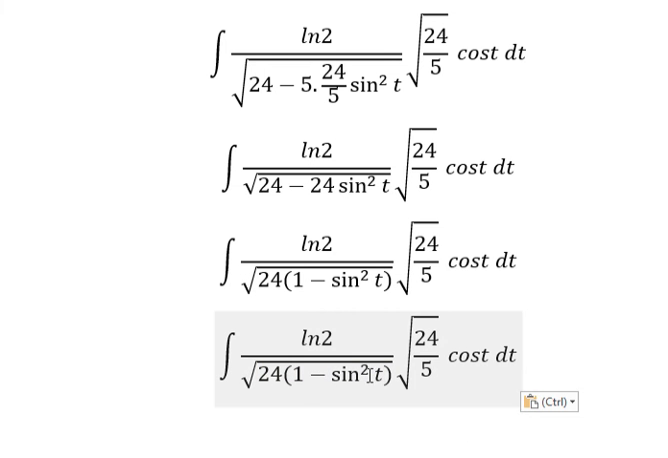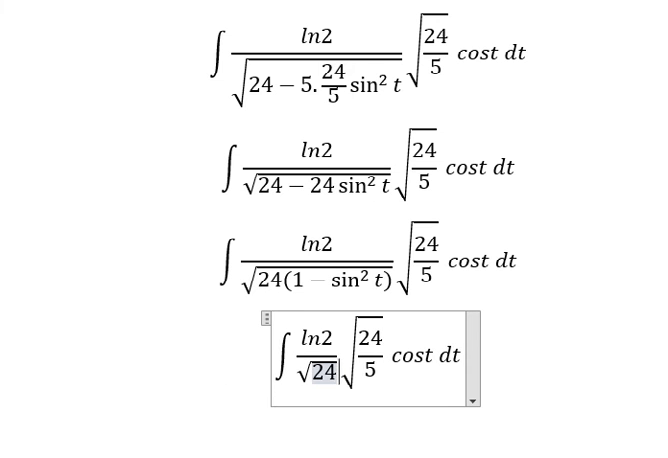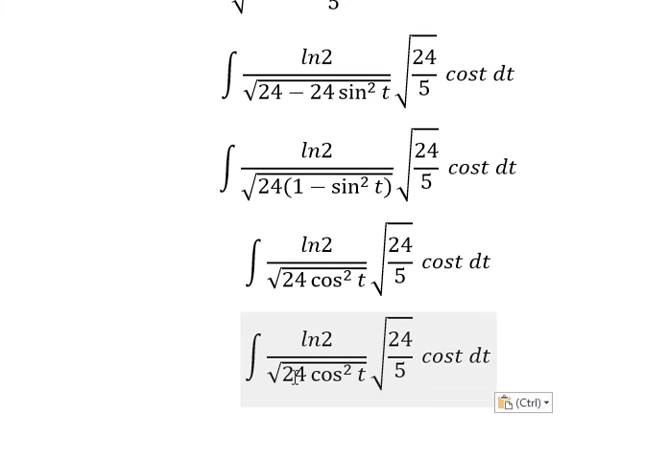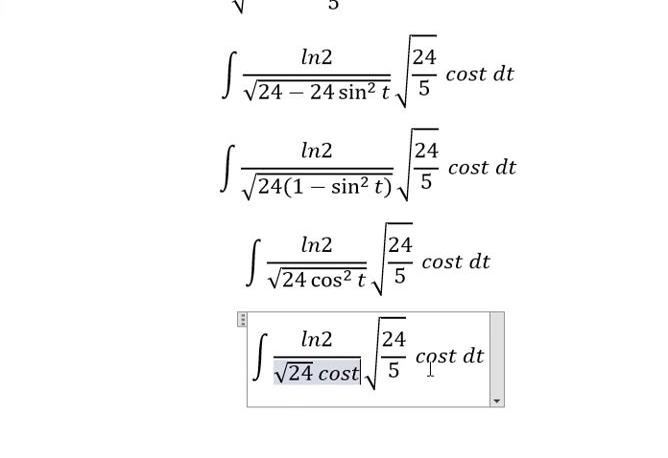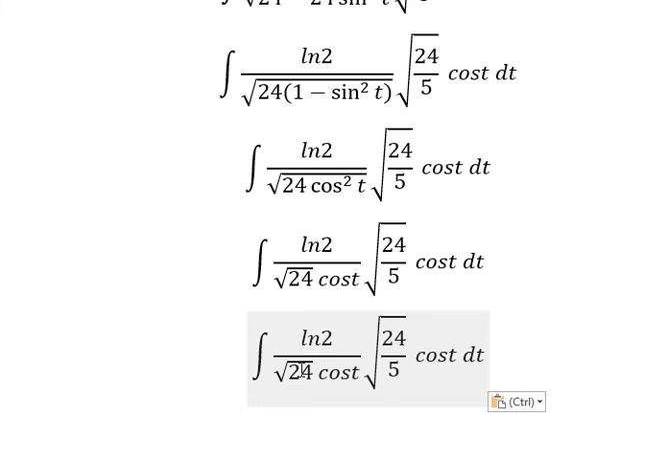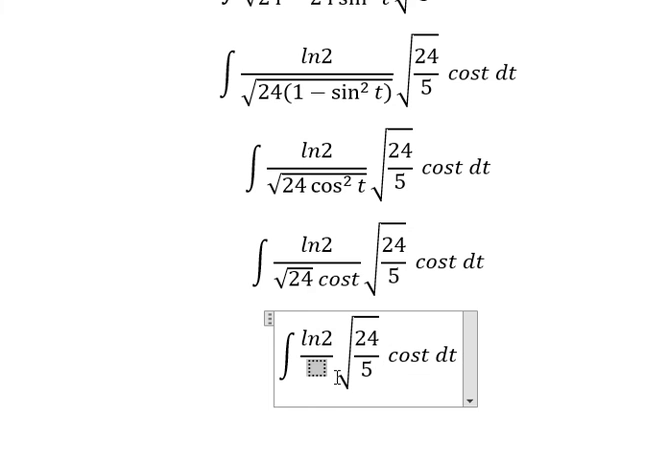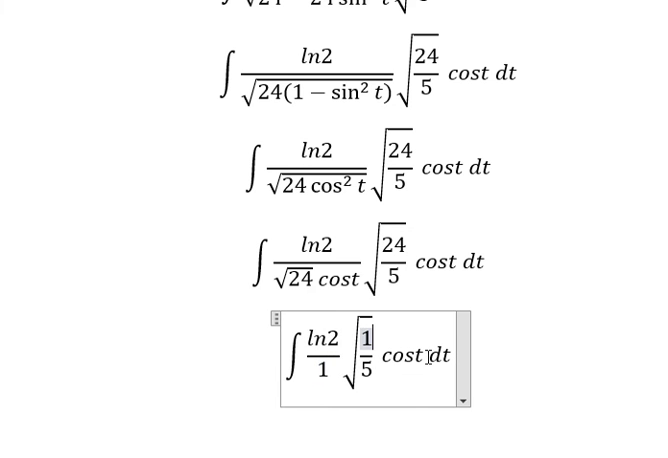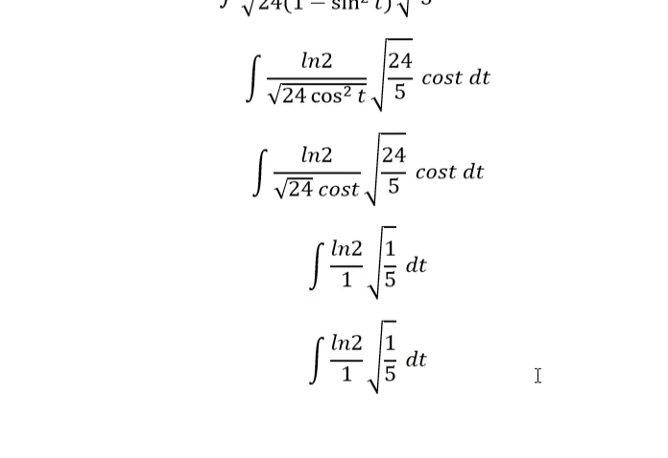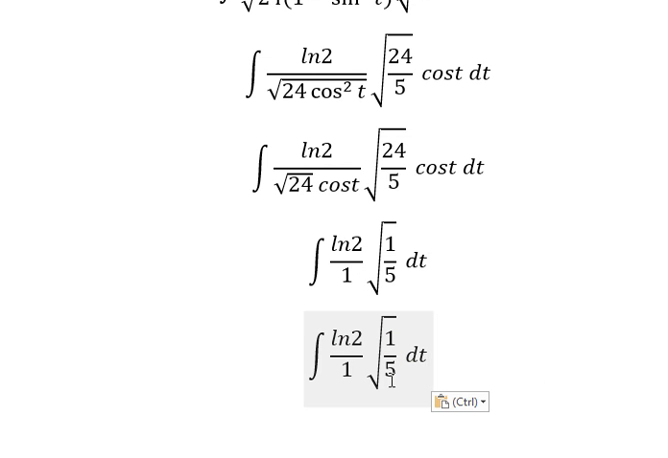One minus sine t squared, we change to cosine t squared. The square root of cosine t squared, you get cosine t. Now we simplify the square root of 24 cosine t on the numerator and denominator. And now I can put ln, and the 2 and the square root of 5 go outside.